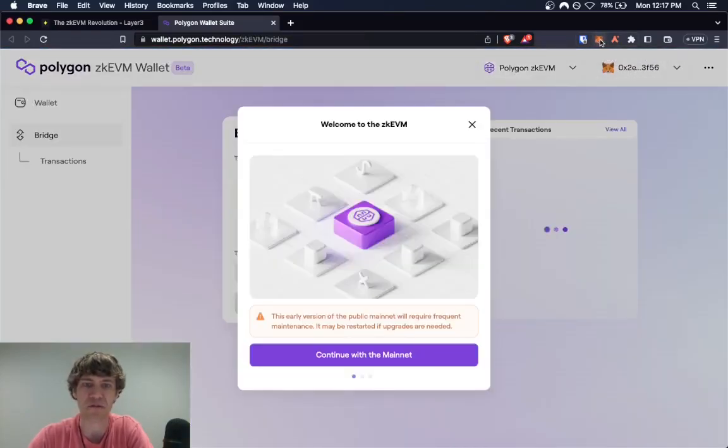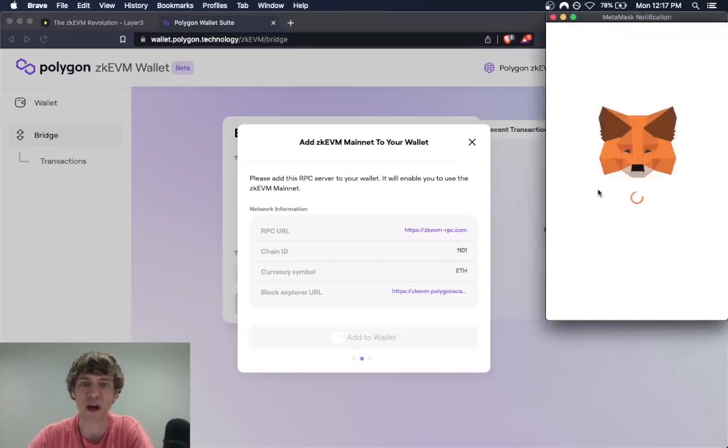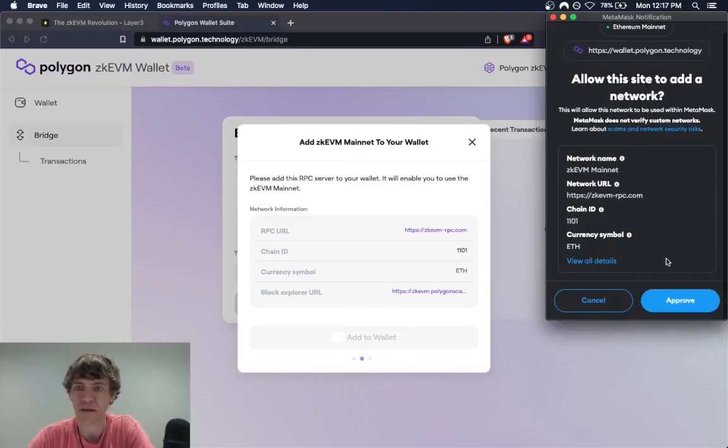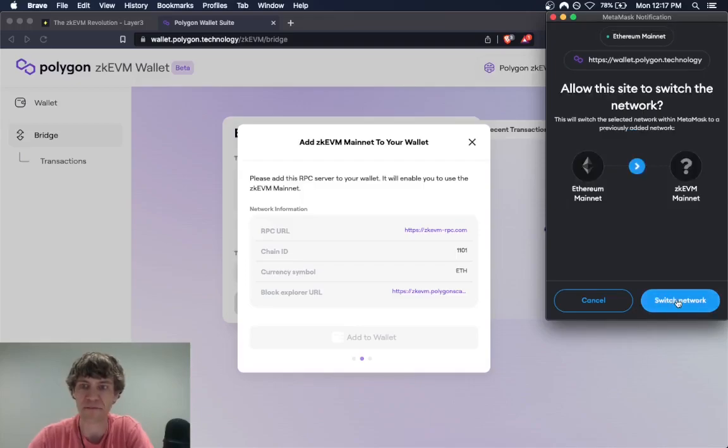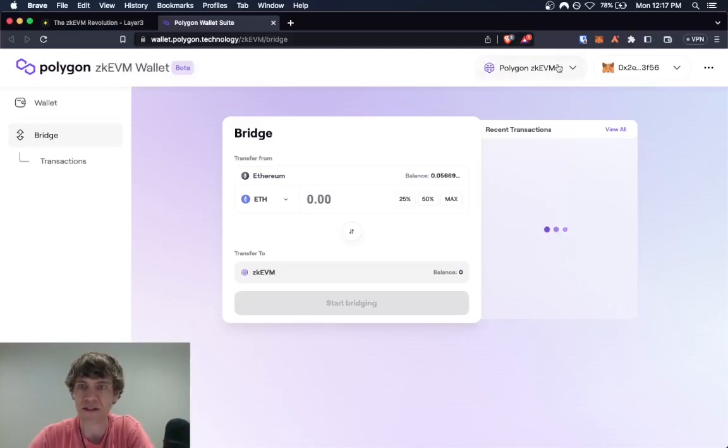We'll go ahead and switch over to, okay, add the zkEVM to your wallet. Let's verify zkEVM RPC 1101. Okay. Continue.